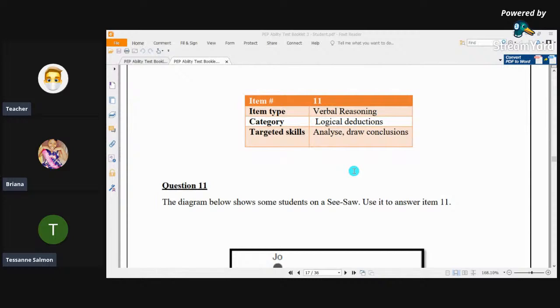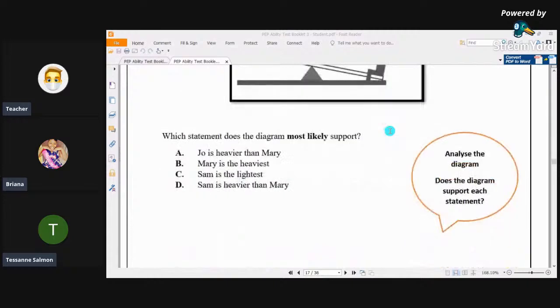Question 11. Let's get Brianna. This one, verbal reasoning again, logical deduction, and the targeted skill, we need to analyze and draw conclusions. The hint: analyze the diagram. Don't just look at it one time. Look at it up and down and crossways, diagonally. Look at it carefully. Does the diagram support each of the statements?